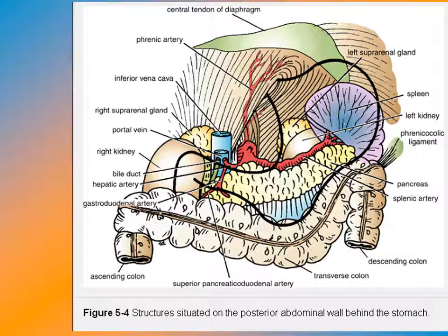The black line shows you the position of the stomach. Behind the stomach, which we call the stomach bed, are the structures: spleen, pancreas, splenic artery, left kidney, left suprarenal gland, diaphragm, diaphragmatic muscles, and the transverse colon and transverse mesocolon.